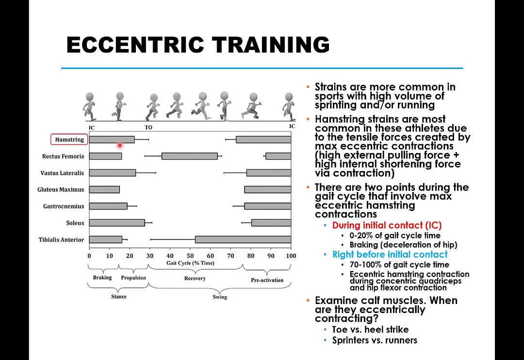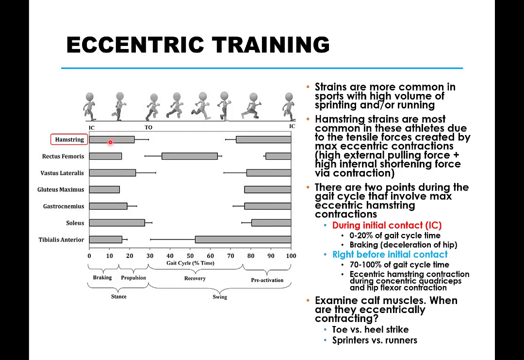Now, hamstring strains are one of the most common among strain injuries in sports because hamstrings are exposed to rapid maximal eccentric contraction incidences during sprinting and/or running. Just as a reminder, these rapidly applied maximum eccentric contractions occur when there is a high external pulling force combined with a high internal shortening force or contraction force.